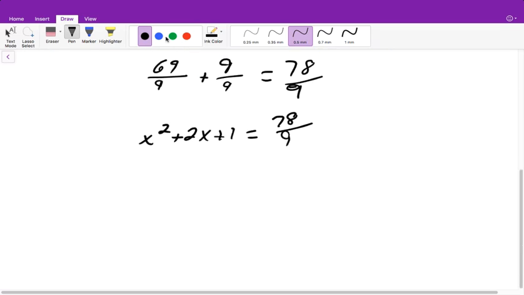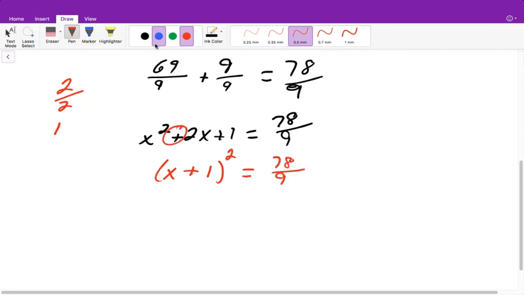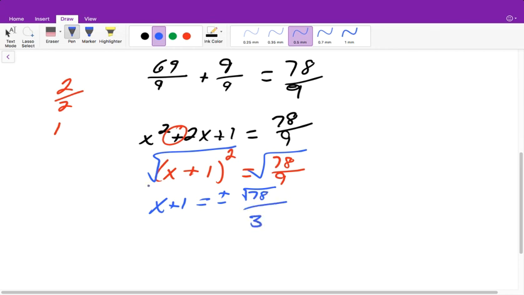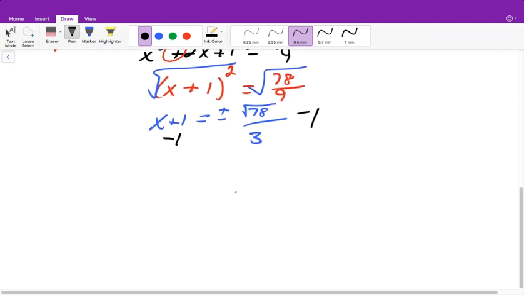All right, now we will go ahead and factor this out. We know it factors out to a binomial squared, so it would be x. The number we got when we divided by 2 was 1, so it's 1. This is a positive, so it's x plus 1 squared is equal to 78 over 9. Then we will take the square root of each side. x plus 1 is equal to plus or minus the square root of 78, and the square root of 9 is 3, so we can leave it like that. And then our last step would be to subtract the 1. So now we have x is equal to negative 1 plus or minus the square root of 78 over 3.